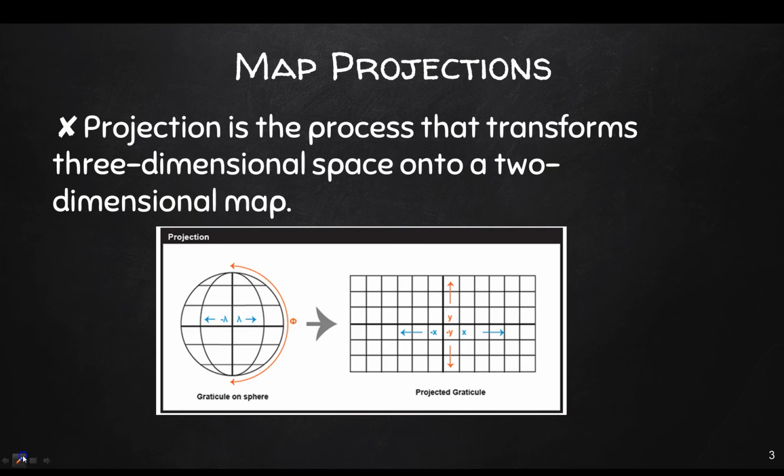So projection is the process that transforms three-dimensional space into a two-dimensional map. Here we can see on the left our ellipsoid using degrees, latitude, and longitude. And now we have to take this spherical thing and project it onto a flat two-dimensional piece of paper, so we can now make better measurements, angles, and so forth.